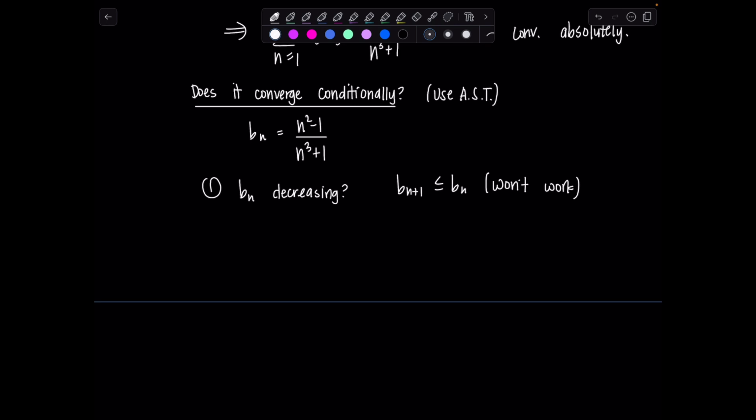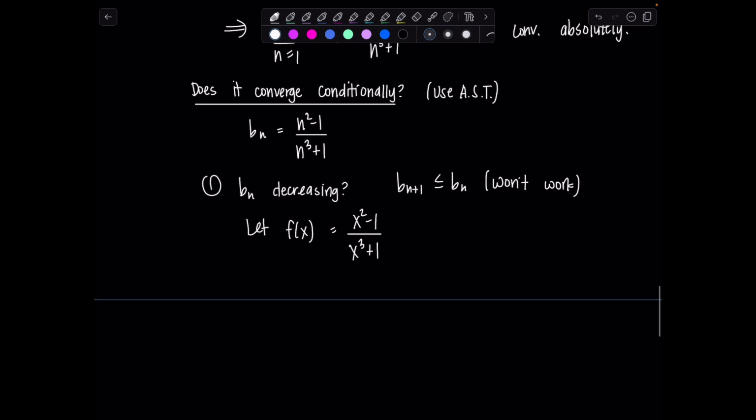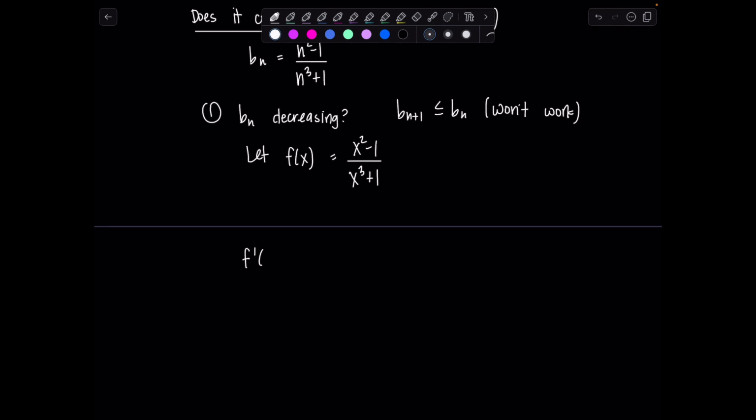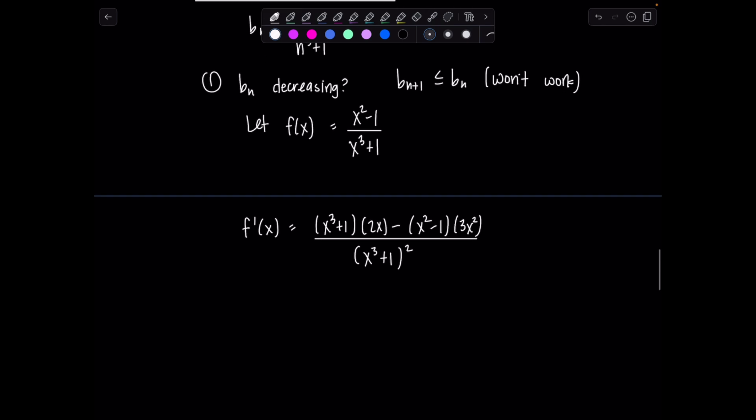So what you say is, okay, let f of x, you define a function, equal x squared minus 1 over x cubed plus 1. Well, I'm going to take the derivative now of this function, and yep, it's quotient rule time, my favorite. So we have here, good, low d high minus high d low over low low. If you're like, what are you doing? I'll link the video where I explain my quotient rule song.